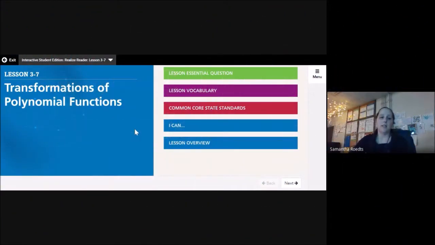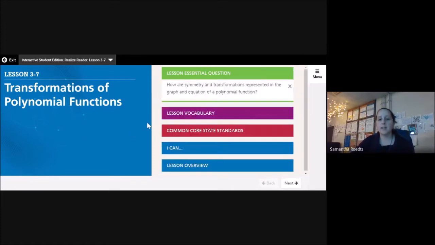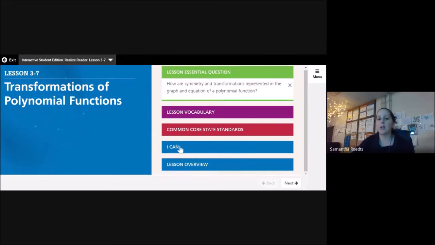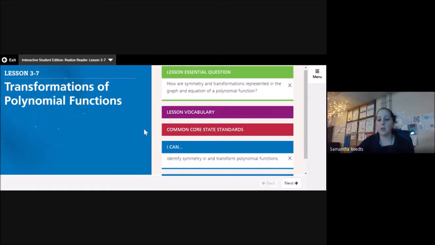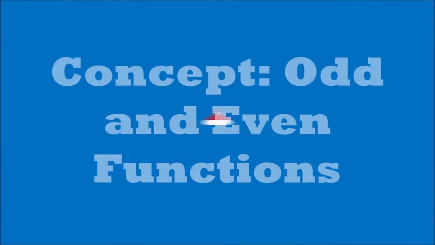All right, this is Unit 3, Lesson 7, Transformations of Polynomial Functions. Our lesson essential question is, how are symmetry and transformations represented in the graph and equations of a polynomial function? At the end of this lesson, you'll be able to identify symmetry in and transform polynomial functions.